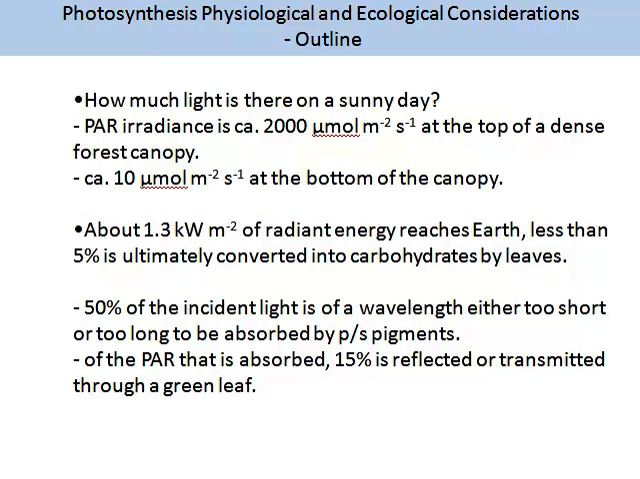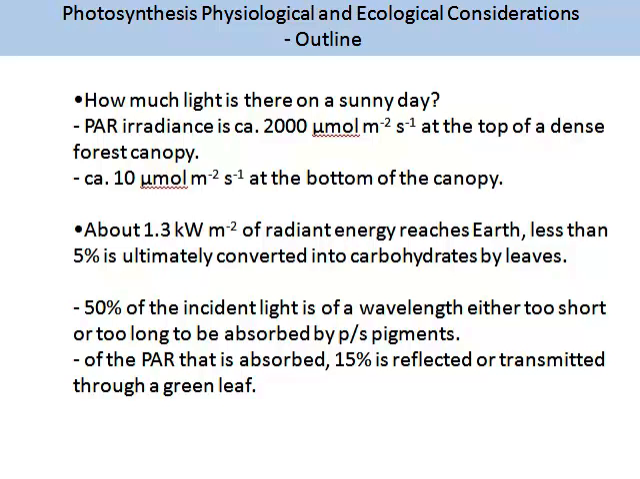Now that we understand the relationship of the angle of light and a leaf surface, we can begin to ascertain how much light is on a sunny day. So the photosynthetic active radiation, or PAR irradiance, is approximately 2000 micromoles per meter squared per second at the top of a dense canopy. This is approximately 10 micromoles per meter squared per second at the bottom of a dense canopy. This is quite a difference, and the shading of the leaves reduces this incident radiation.